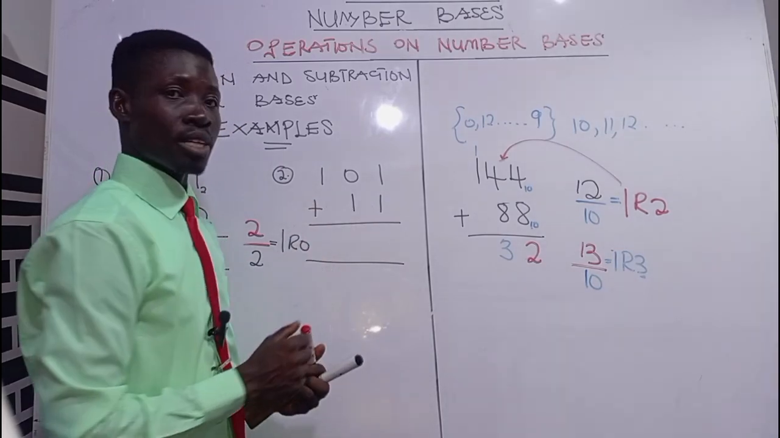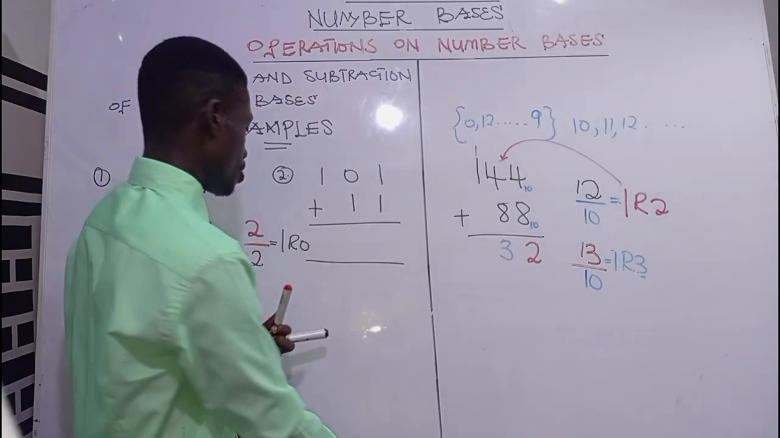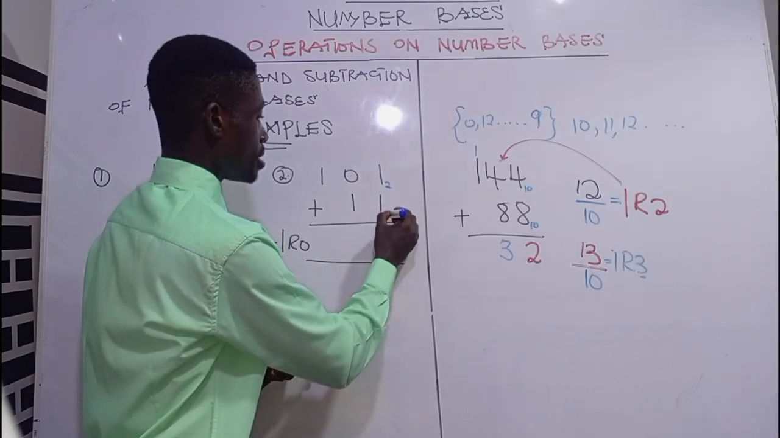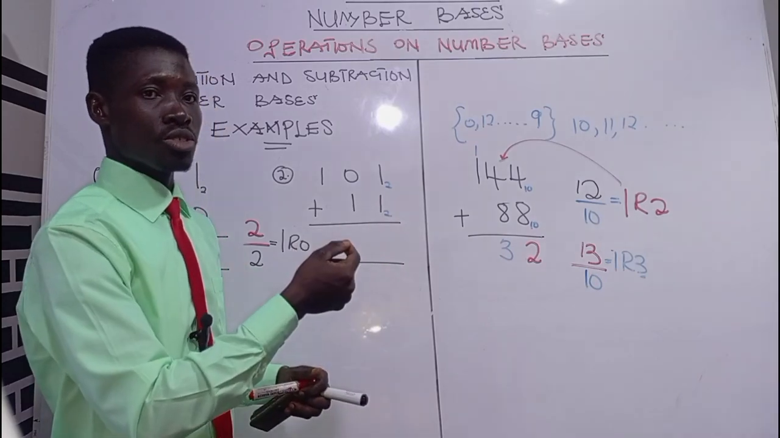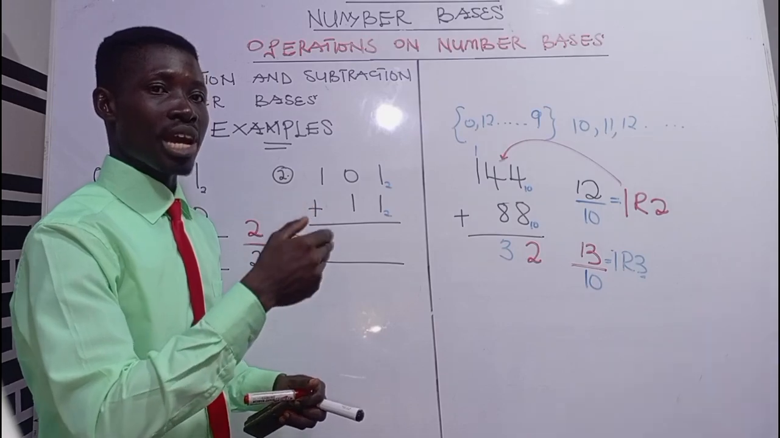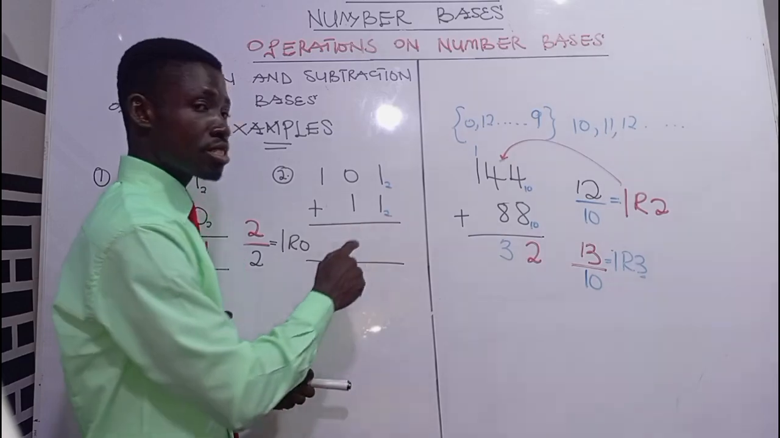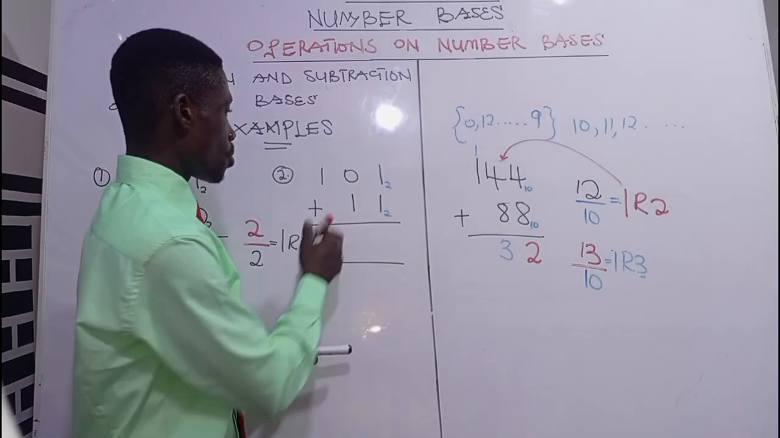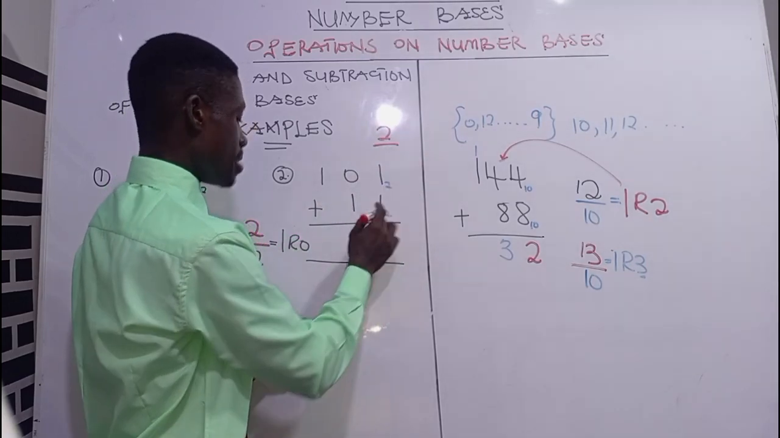Now let's look at this example 2. We have 101 to the base of 2. Let me write it here, to the base of 2. Now we are working in base 2, so the highest digit should be 1. We can't have 2. Neither can we have 3 or more. So we have 1 plus 1 will give us 2. We write the 2 here, and then we divide it by the base we are working in.